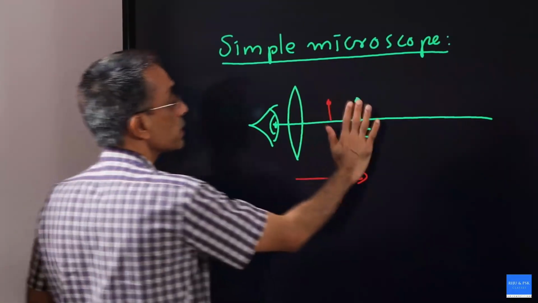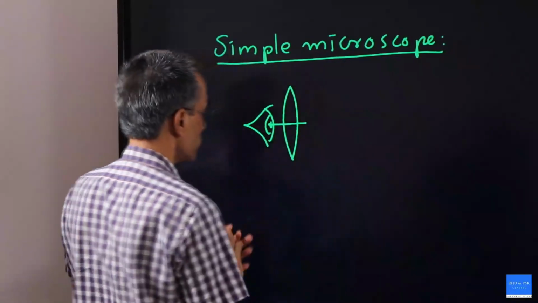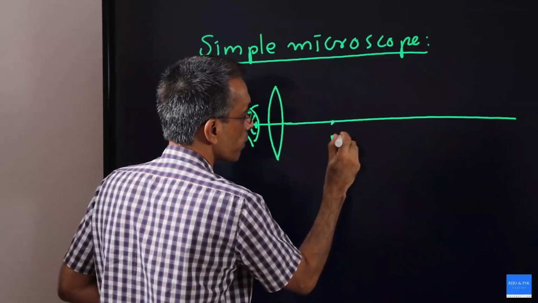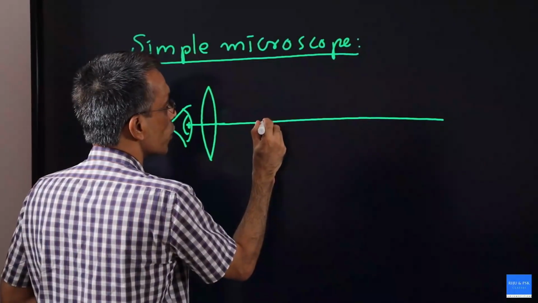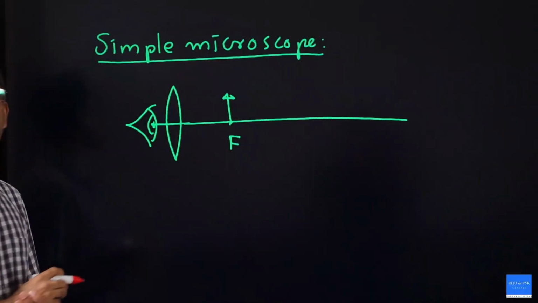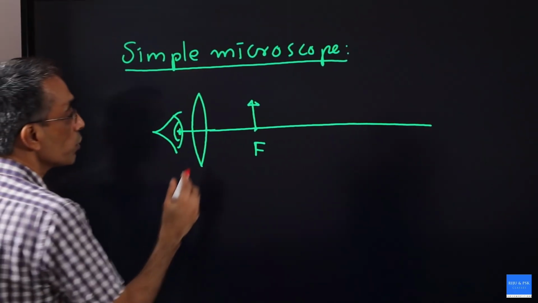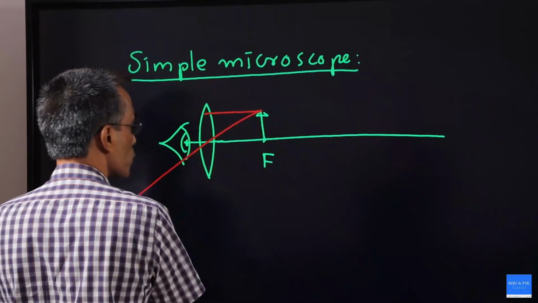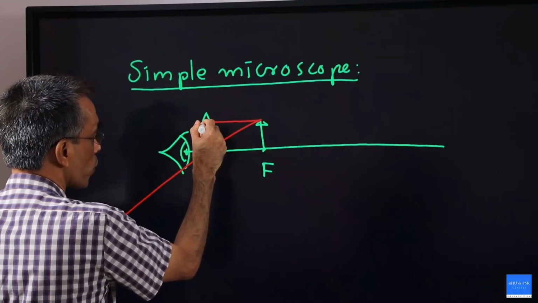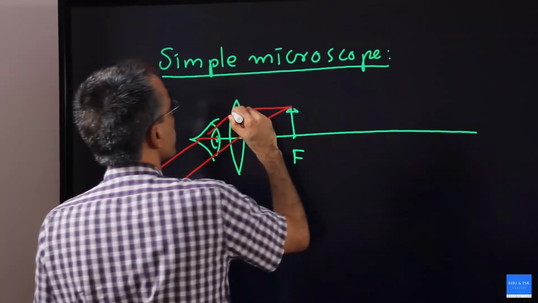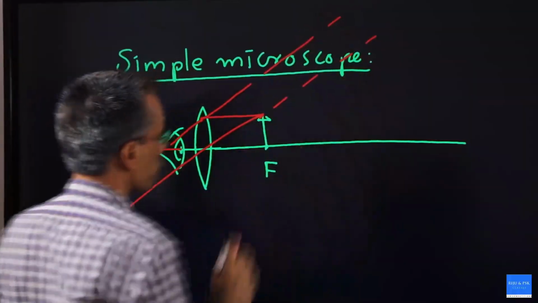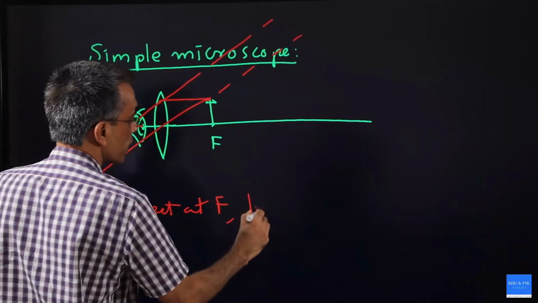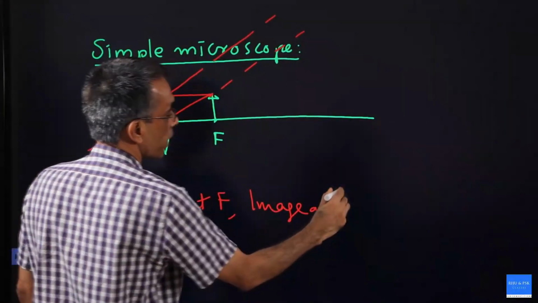The difference in the final image is this. This is the principal line. Suppose this is the focal point. Now you place an object here at the focus. Where is the final image formed? You can find out using a ray diagram. One ray will go like this, another will go through the optical center. This ray will go through the focal point on the other side, and the image will be created at infinity. So if the object is at F, the image is at infinity.